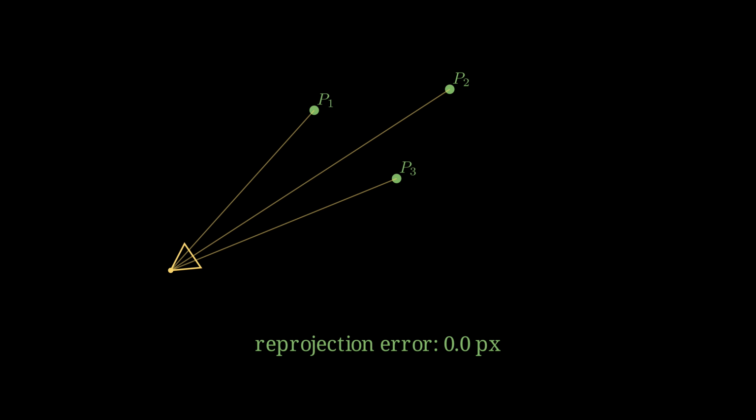Here are 3 points in a room. Their positions are known, surveyed, to the millimeter. A camera photographs them, and I ask the computer, where is the camera? Here's an answer. I project the 3 points through it back into the image, and they land exactly on the measured pixels. 0 error. Solved.